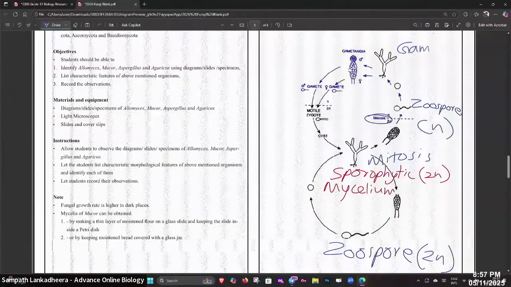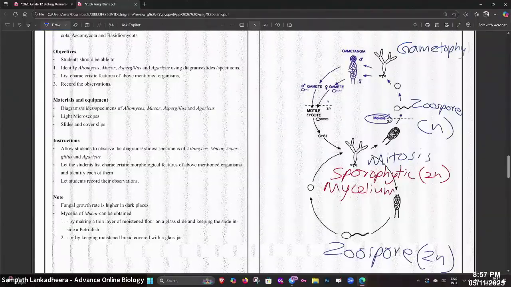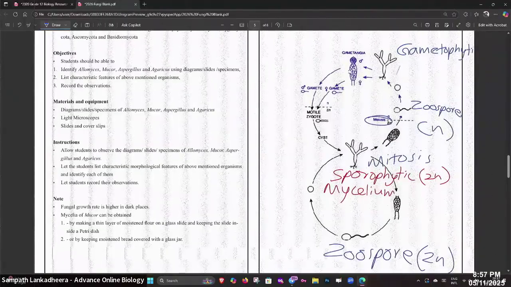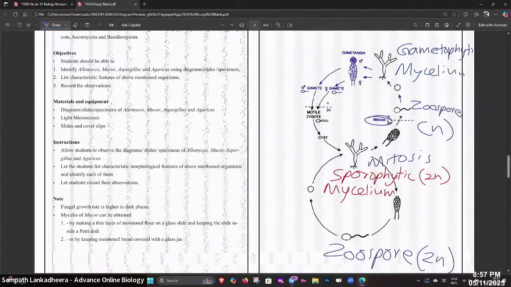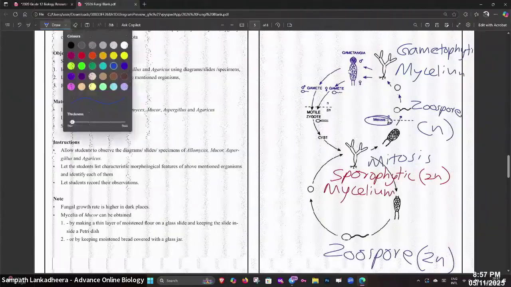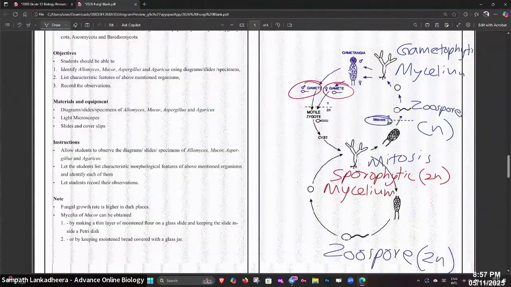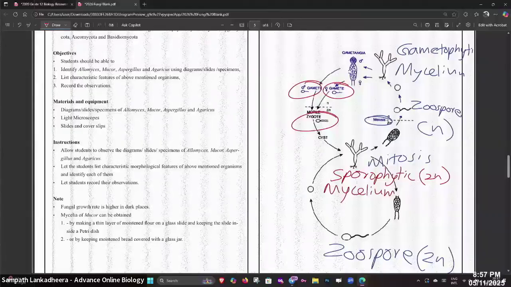You don't need to know the life cycle. The gametophytic mycelium is not the important part. They make male and female gametes, which unite and form the mycelium back again. You don't have to remember this life cycle, no need.